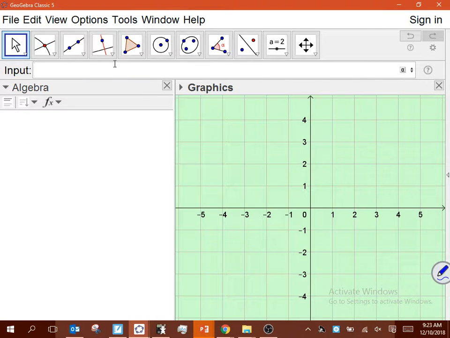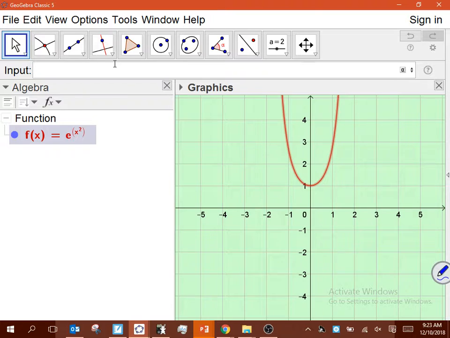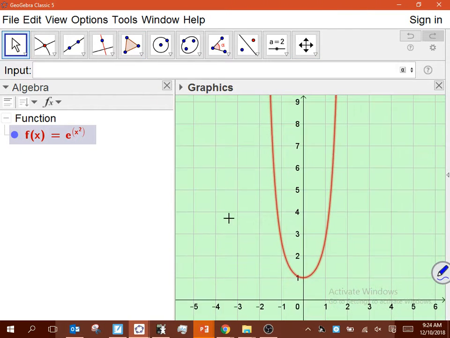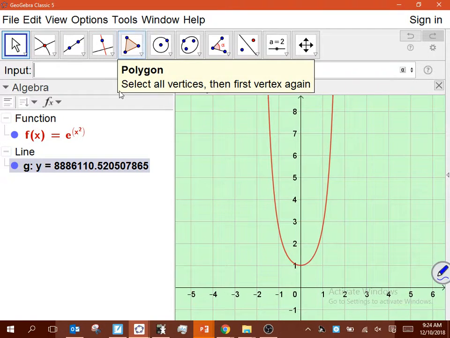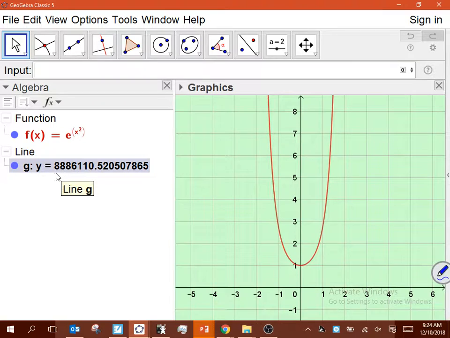If I were to take e raised to the x squared, that's that curve there. I'm going to also then take y equals e to the 16th. So that is it. You see here, e to the 16th is a very large number, right? We're up to 8 million, 8.8 million.